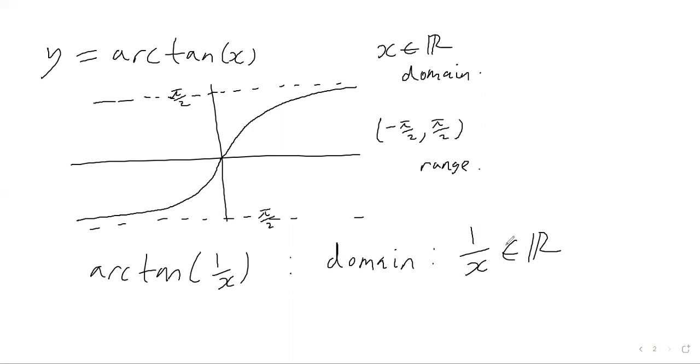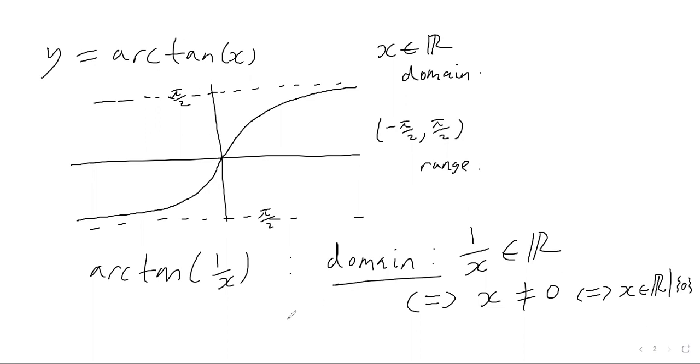For 1 over x to be a real number, this is just exactly the same as saying that x is not equal to 0. 1 divided by 0 is undefined, but 1 divided by any other real number is defined. So in order for 1 over x to be a real number, we just have to ensure that x is not equal to 0. So the domain is basically every real number apart from 0. We can write it like this: x in the real numbers apart from 0. Okay, so that's our domain.